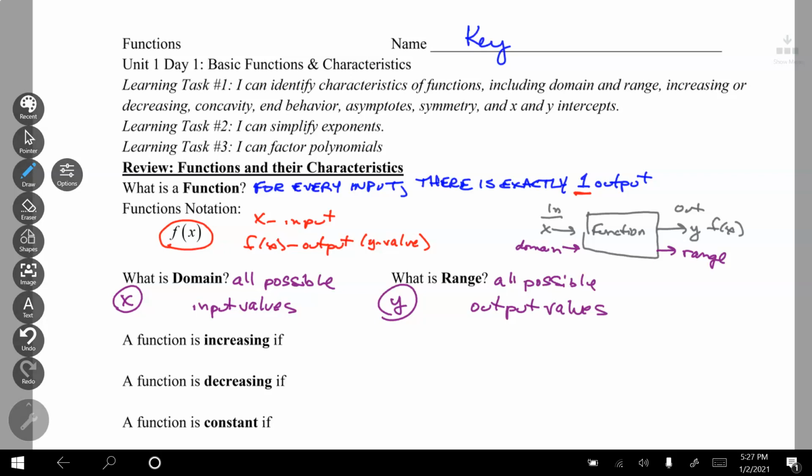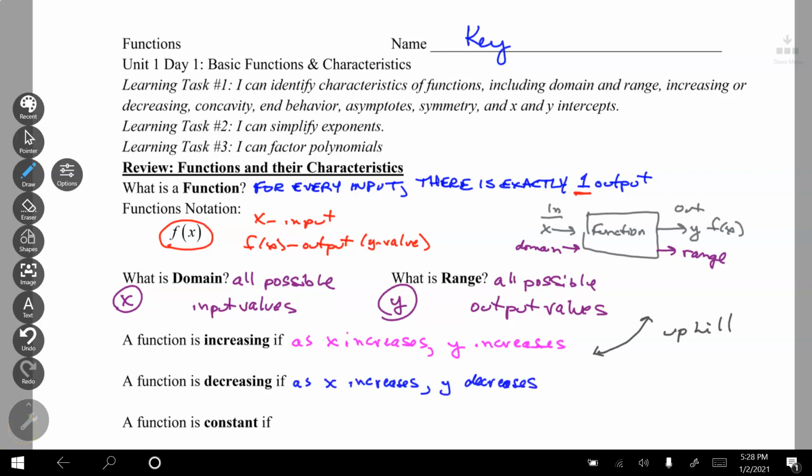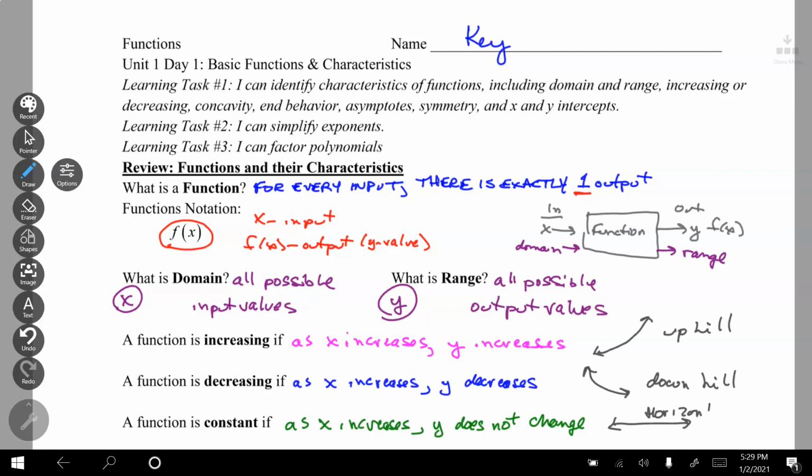So how can we tell if a function is either increasing, decreasing, or constant? Well, we read things left to right just like we read words left to right. So a function is increasing if as x increases, y increases. That means something kind of looks like this. It is going uphill. A function is decreasing if as x increases, y decreases. It looks kind of like this. It is going downhill. And then finally, how can we tell if a function is constant? Something is constant if as x increases, y does not change, or it basically looks horizontal.